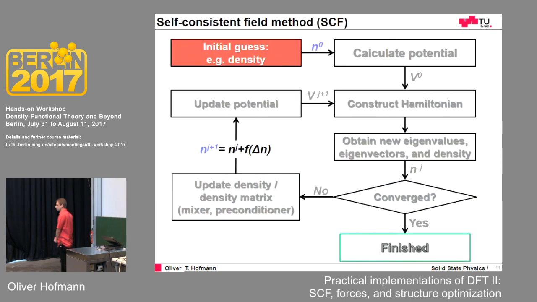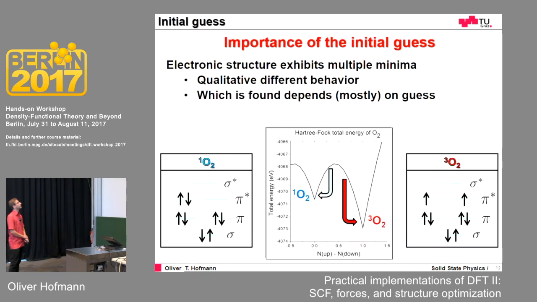Good. Let's go back to the self-consistent field and start with the beginning, basically the initial guess of the density. How do we guess what the electronic structure of our system should look like? And why is this important? The reason why this is important is because, for some reason, it's frequently neglected that the electronic structure, or the electronic potential energy surface, also has multiple minima.